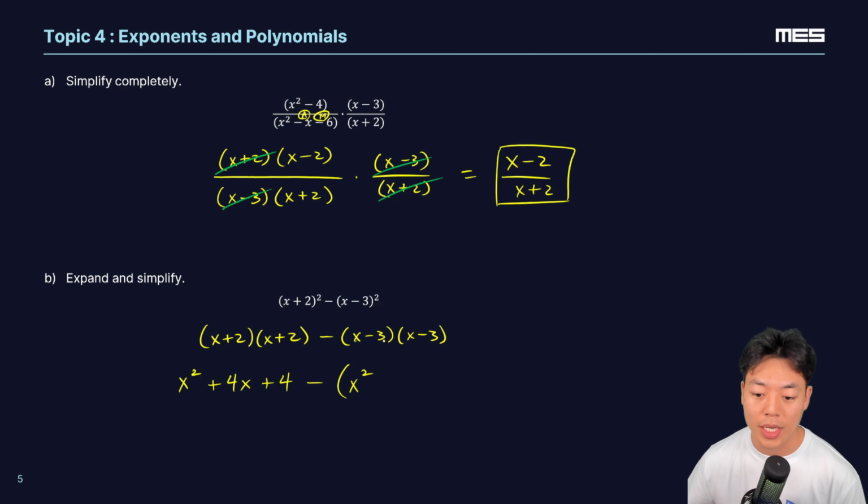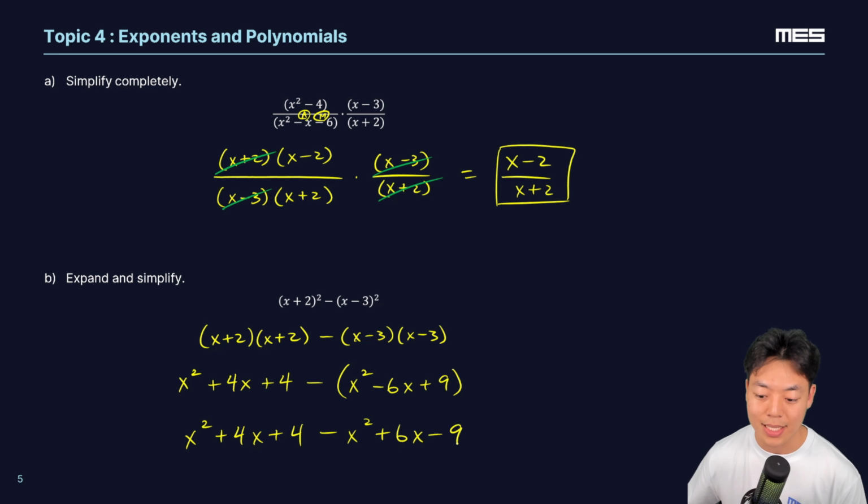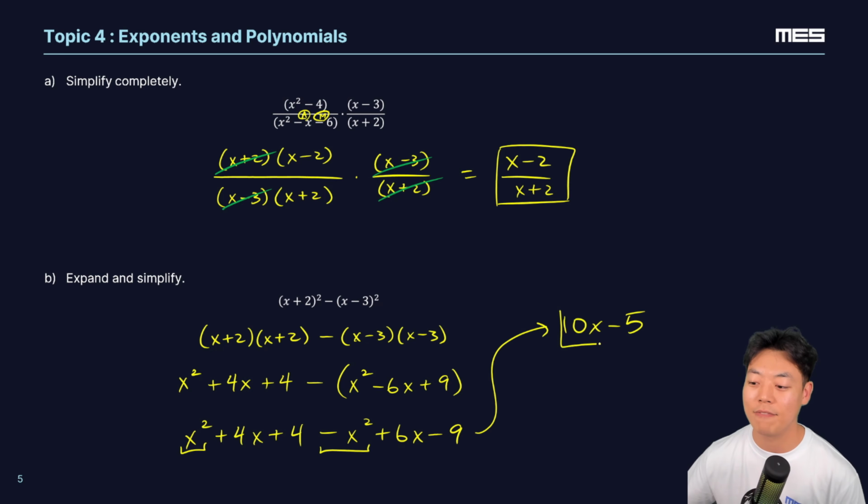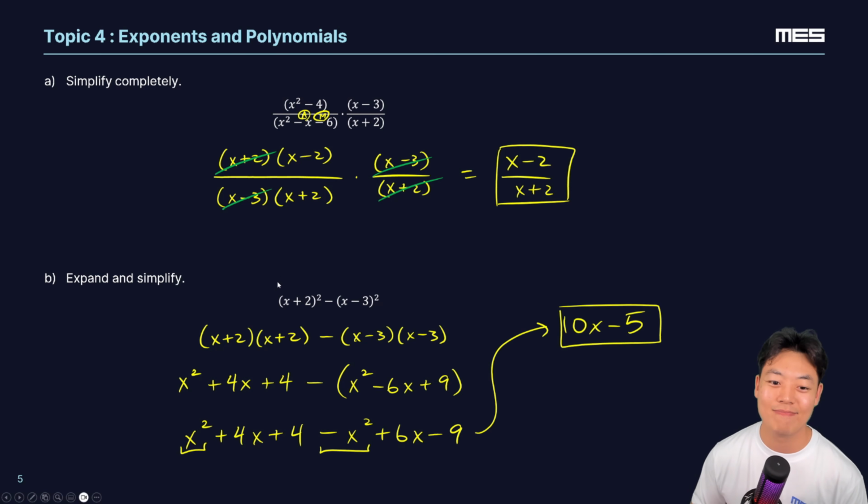X times negative 3, I have that twice. So that'll be negative 6x plus a 9. So now I have x squared plus 4x plus 4 minus x squared plus 6x minus 9. And that gives us the x squareds will eliminate. 4x plus 6x is 10x, and 4 minus 9 is negative 5 for my final answer.